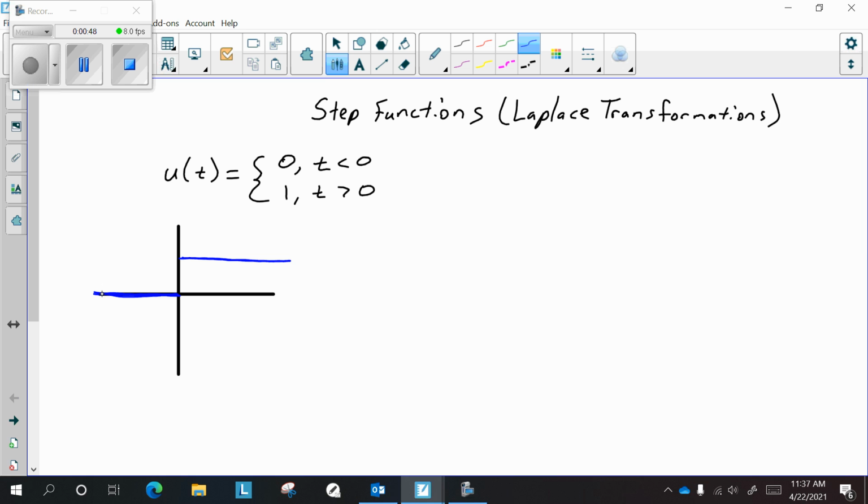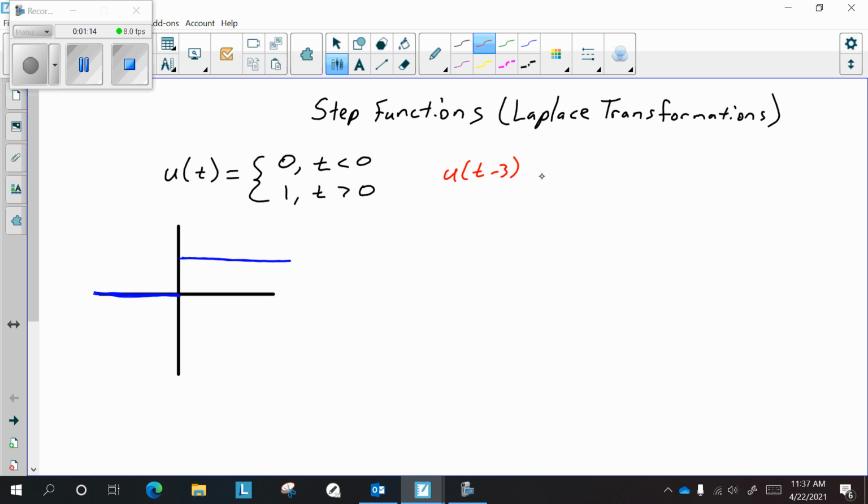So this kind of works like a switch. If t is less than 0, we're off. If t is greater than 0, we're on. Well, sometimes we want that switch to be turned on at some time other than 0. We might want it to be turned on at t equals 3. So what we can do is adjust the step function. We can slide it to the right 3 units.